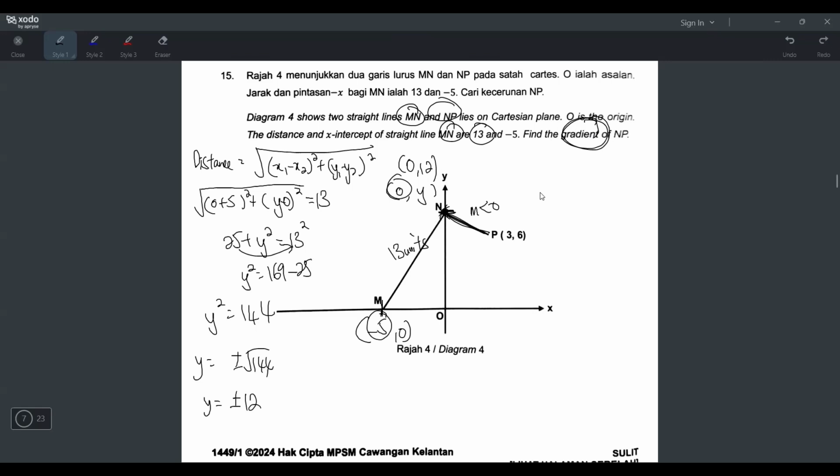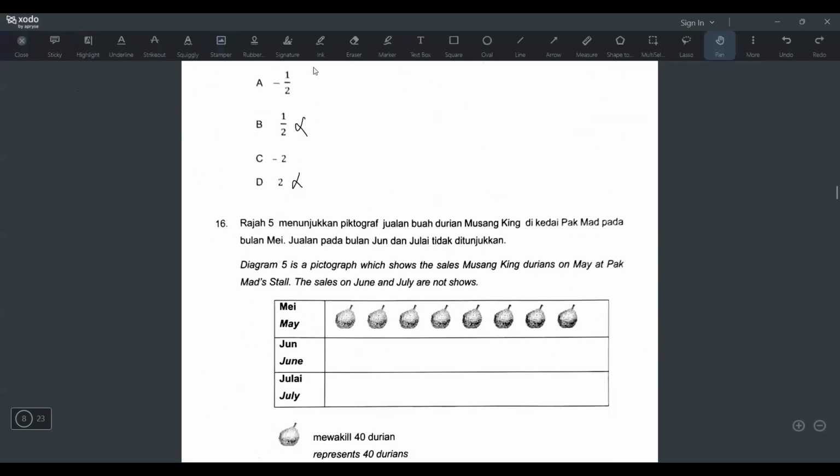They want to find gradient. So the gradient of NP, now we use the gradient formula. What's the gradient formula? Y2 minus y1 over x2 minus x1. So now you can find, because now you have two coordinates for N and P. So the formula is y minus y over x minus x. So y minus y, 12 minus 6, x minus x, 0 minus 3. Answer 6 over negative 3, which is negative 2. So 15, the answer is negative 2. Okay, so C is your answer, right? Okay, let's continue.